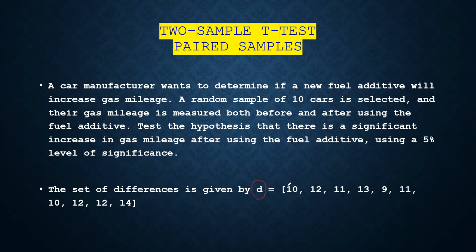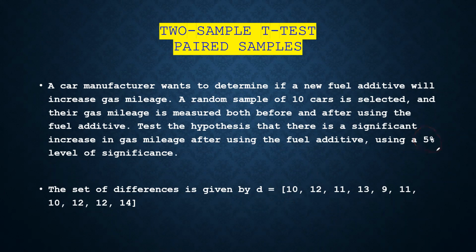In order to get this 10 here, we would take the after minus before for each car. So this might have been like 30 minus 20. This might have been whatever, 24 minus 12, and go on like this. Okay, so that's where this D set of numbers comes from. This is the difference in the gas mileage before and after using the fuel additive. And we want to know if there's a significant difference at the 5% level.